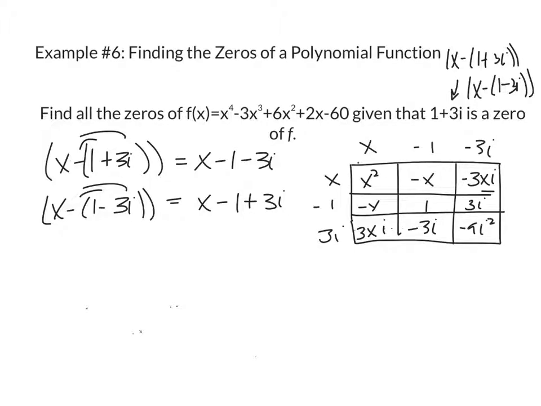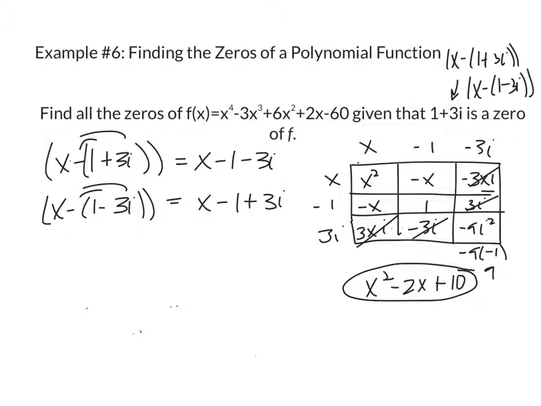Now, what we should notice is that 3xi and negative 3xi will cancel. Negative 3i and positive 3i will cancel. And then this negative 9i squared is really negative 9 times negative 1, which is really positive 9. So when we take everything out, you're really left with x squared minus 2x plus 10. Now, we can then use this polynomial and divide it out with x to the fourth minus 3x cubed plus 6x squared plus 2x minus 60.